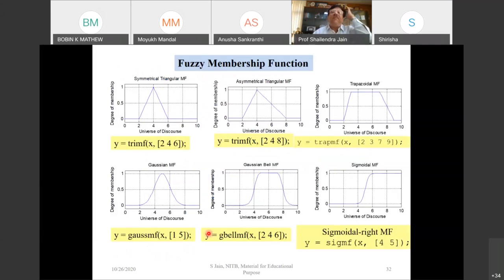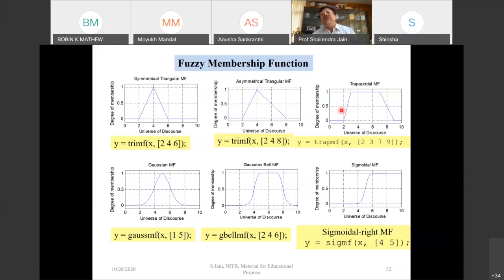These are some examples of fuzzy membership functions. You can see this is a triangular membership function. This is symmetrical, this is asymmetric. Here my membership function will start from 2, have a peak at 4 and stop at 6. This may be a variation of a membership function for, say, speed or distance or temperature, whatever it may be. It may be symmetric, it may be asymmetric.